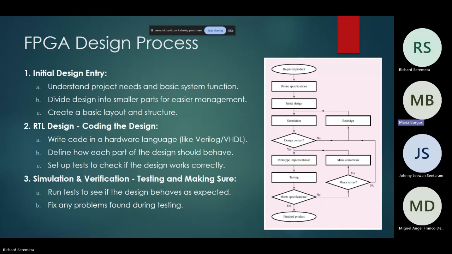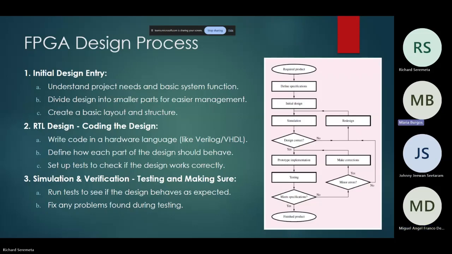The FPGA design process begins with stage 1, the initial design entry. This is where you understand what the project needs and how it should work. You would draw diagrams or descriptions to plan out how everything will fit together and break the project into smaller parts to make it easier to work on.